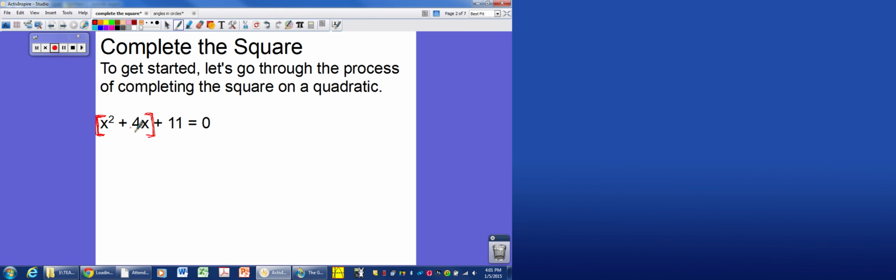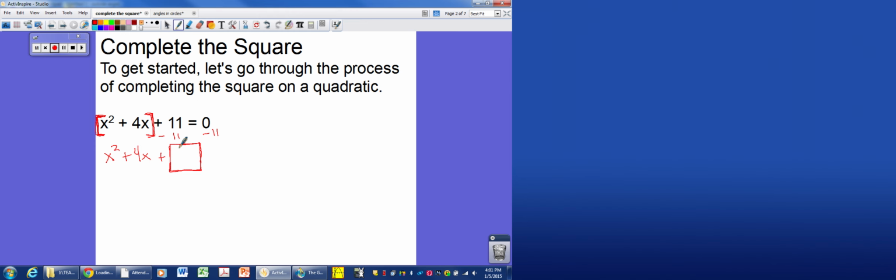So in other words, numbers that will multiply or add to give you 4. Some teachers like to teach you to do this: you subtract the 11 from both sides to get your variables by themselves. So x squared plus 4x plus something. This is the square that we're going to be able to put in there on our own.